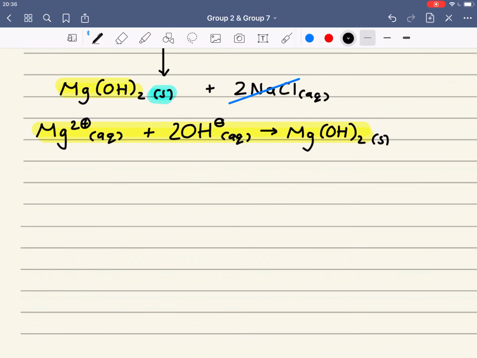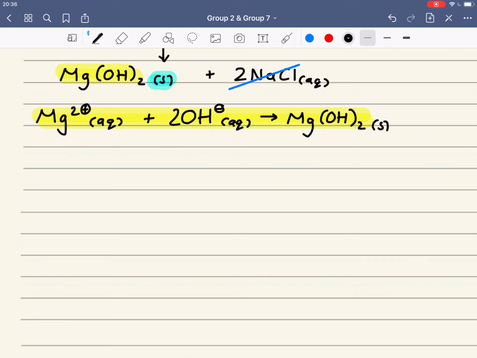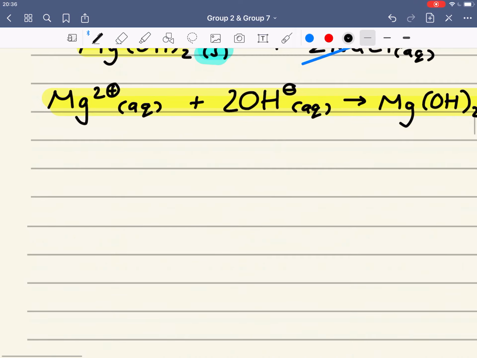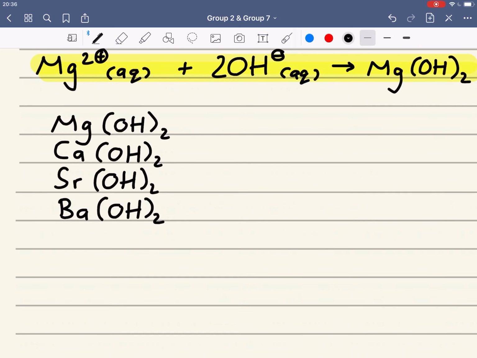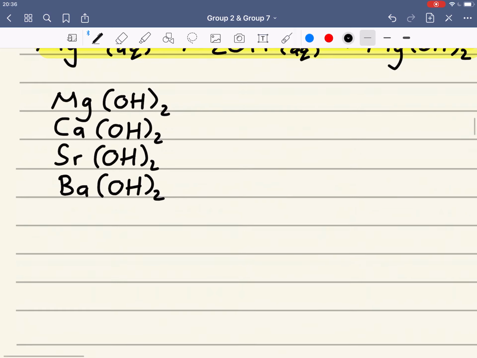Now, the solubility of these group 2 metal hydroxides increases as we go down group 2. So we've got magnesium hydroxide, calcium hydroxide, strontium hydroxide, and barium hydroxide. Now, because the solubility increases down group 2, this will affect the pH of the solutions.